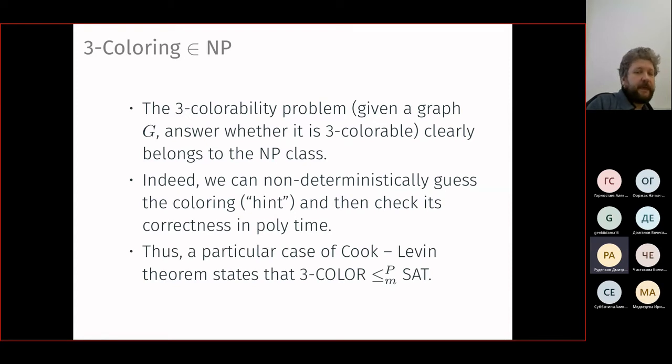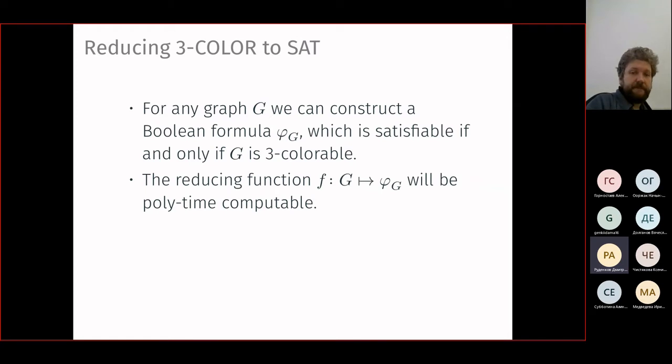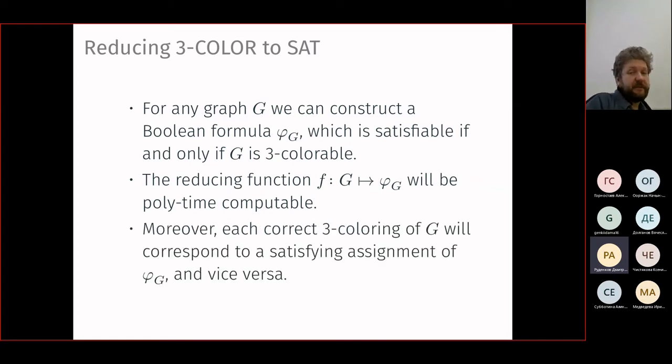Clearly an NP problem. And this is a particular case of the Cook-Levin theorem, which states that three color is reducible to SAT. So, for any graph G, we construct a Boolean formula phi G, which is satisfiable if and only if the graph is three colorable. So this is going to be our problem now. How to construct such a formula? We need to encode the question of colorability as satisfiability. And the reducing function will be polynomial computable. And actually here the reduction will be just one-to-one. So each three coloring will correspond exactly to one satisfying assignment.